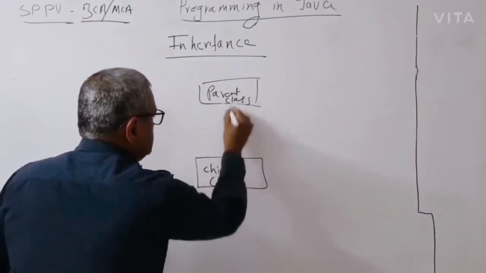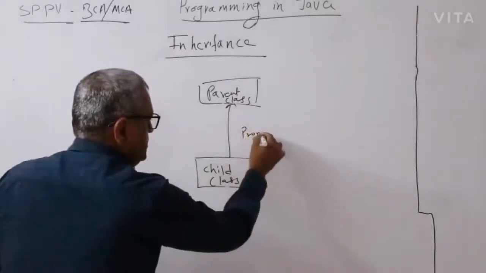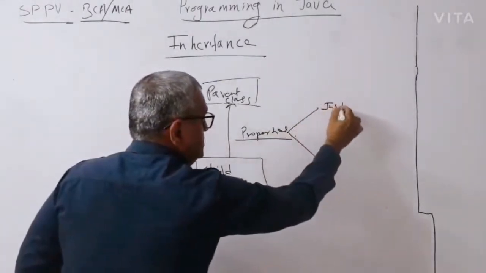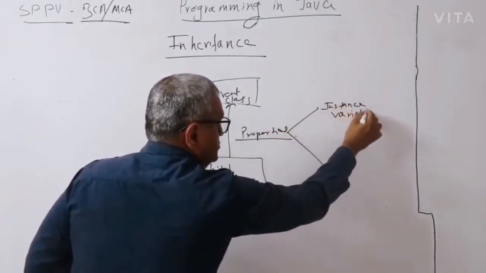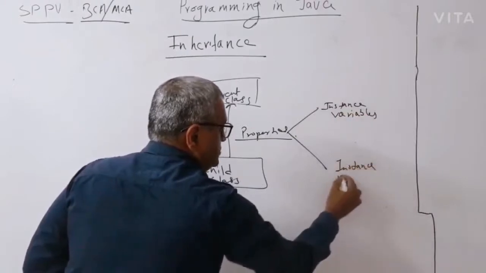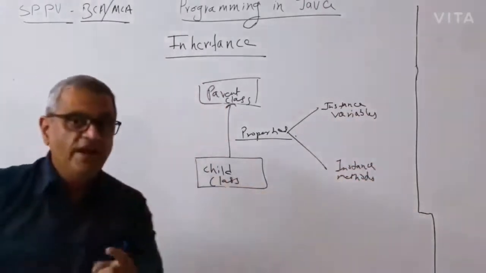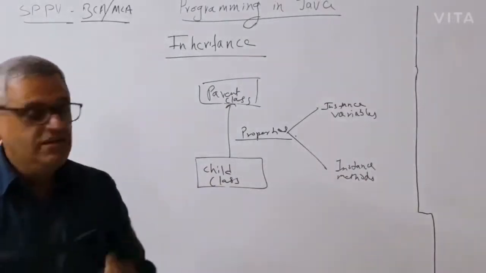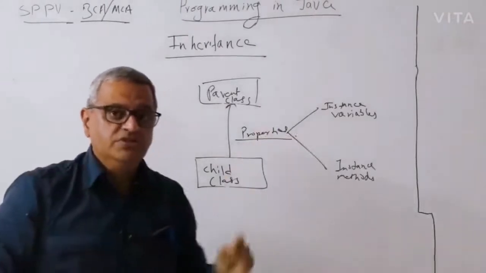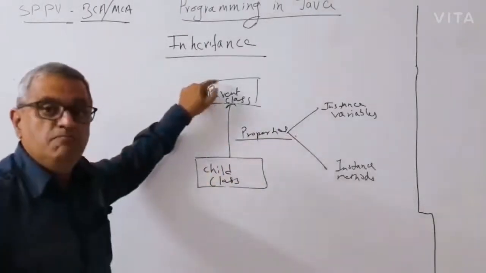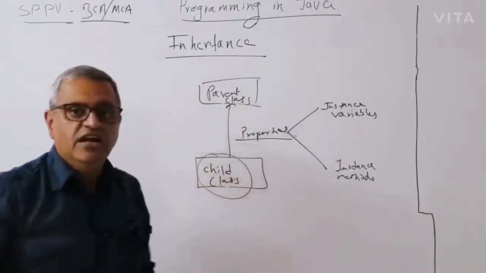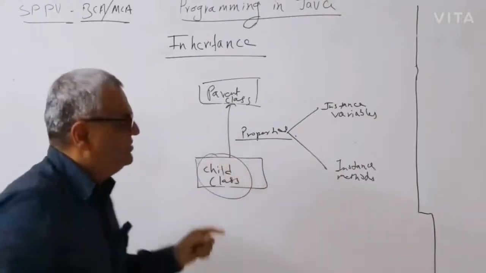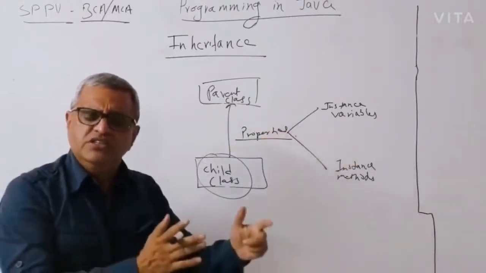And child class actually inherits the properties of parent class. Now what are these properties really? These properties are nothing but instance variables and instance methods. So what does this mean? It means that if any class inherits the properties of parent class, then all the instance variables and instance methods which are declared in parent class become available to child class. So if you create an object of type child class, then you can actually invoke the methods of the parent class. So this is what it really means.